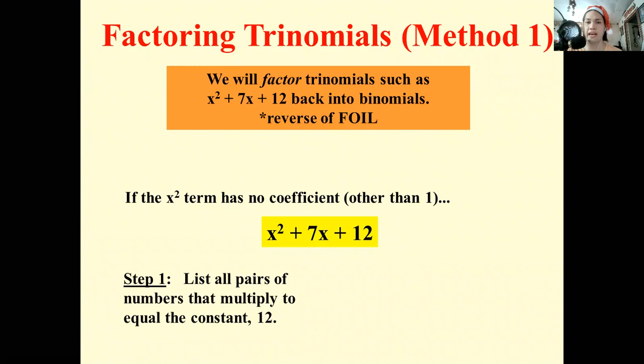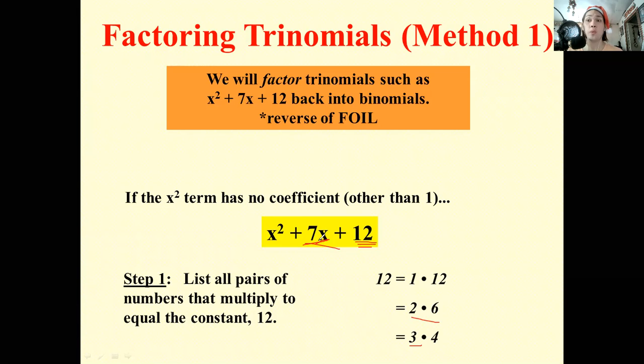For the factors of 12, we all know we can use 1 times 12, 2 times 6, and 3 times 4. These are the factors of 12. 1 times 12 is equal to 12, which satisfies the condition. 2 times 6 is 12, which satisfies the condition too. 3 times 4 is 12, which also satisfies the condition. But what about the middle term?